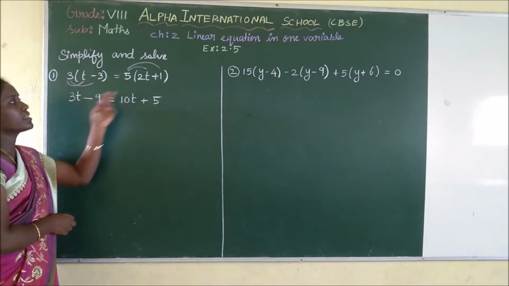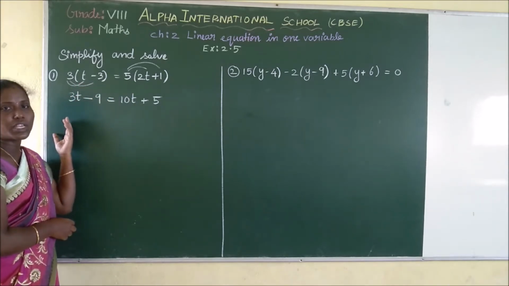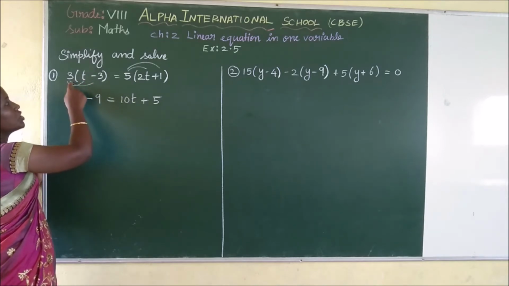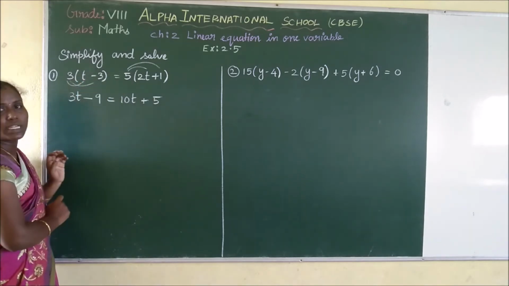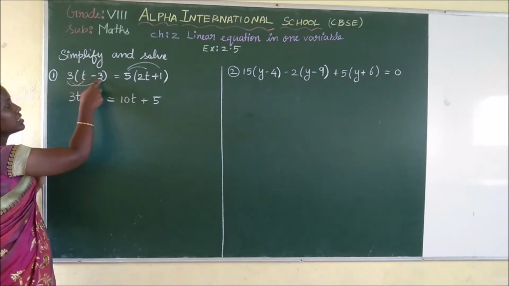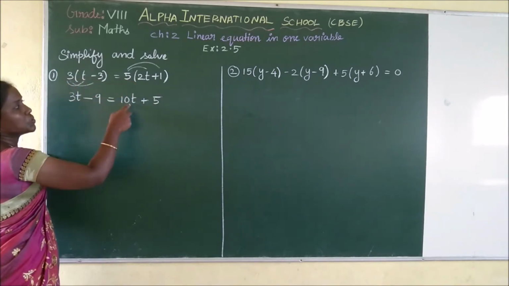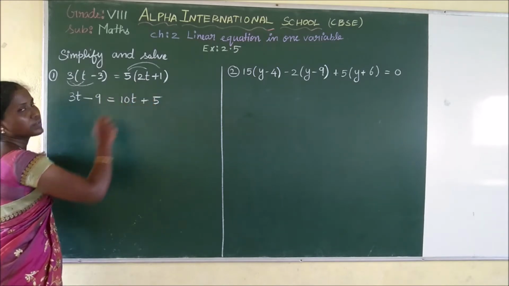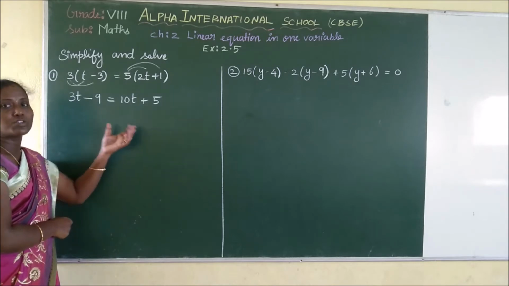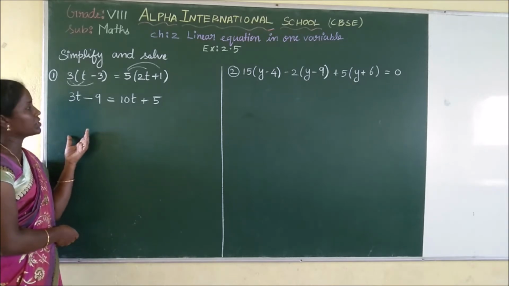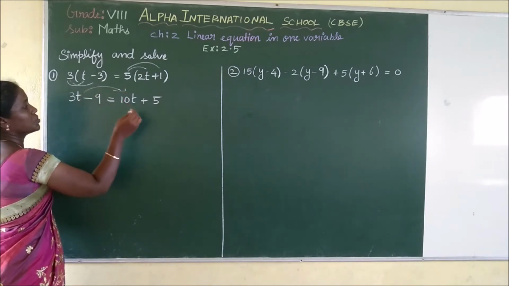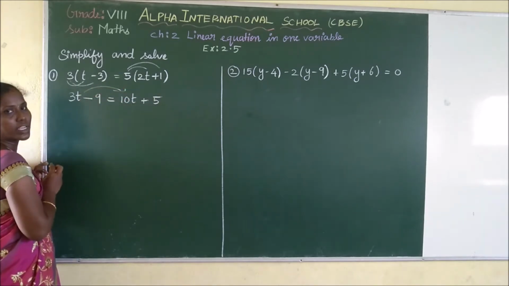So the first step is here. We can't take the variable directly to one side of the equation. Here 3 should be multiplied to t minus 3, so 3 should be multiplied to each term inside the bracket. So 3 into t, 3t, 3 3s are 9. 5 into 2, 10t, 1 into 5 is 5. Now we know that we have to put the variables to one side of the equation. How to do it? If I am taking 3t to the next side of the equation, and 5 to the next side of the equation.